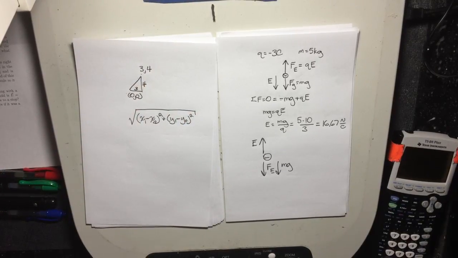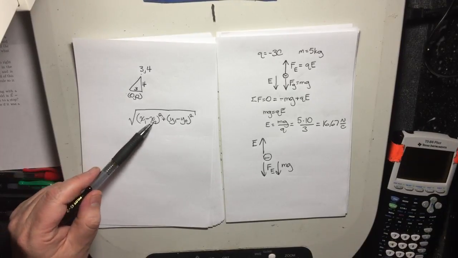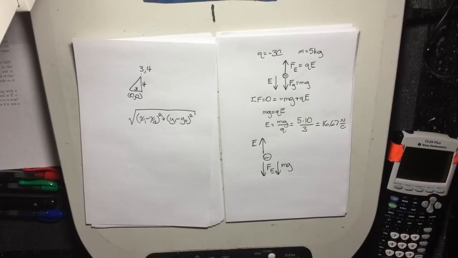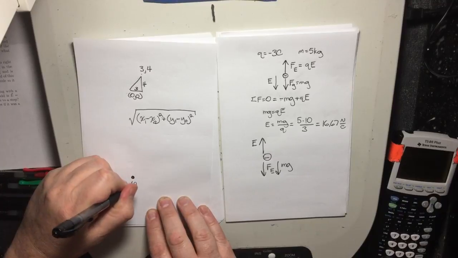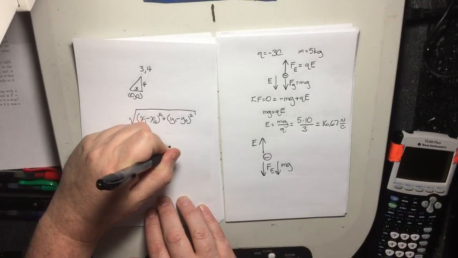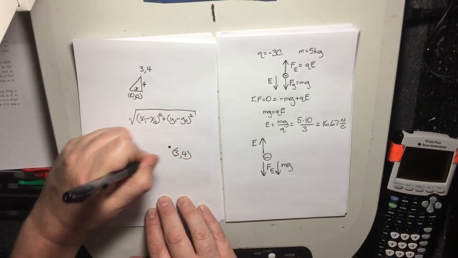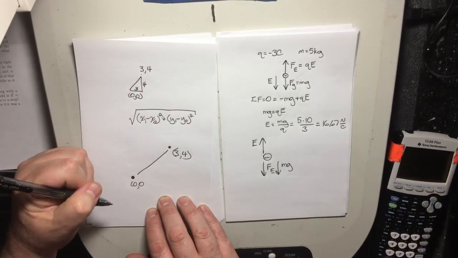For that. This is where you're measuring it, that's where it is. In both cases, x naught and y naught are 0. If I'm here at 0, 0, and it's here at 3, 4, what's that length?